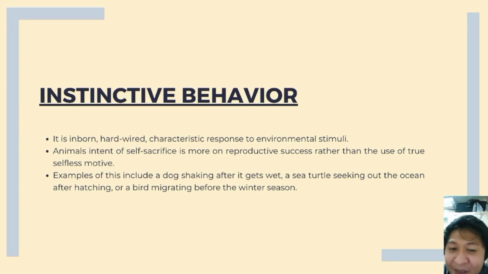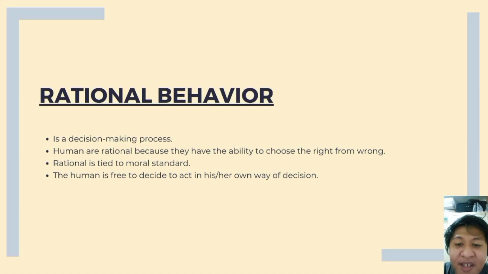Animals' intent of self-sacrifice is more on reproductive success than the use of selfless motive. Examples of these include a dog shaking its head after it gets wet, a turtle seeking out the ocean after hatching, or a bird migrating before the winter season. Rational behavior, on the other hand, is a decision-making process. Humans are rational because we have the ability to choose right from wrong. Rational is tied to moral standard. The human is free to decide or to act in his or her own way of decision.